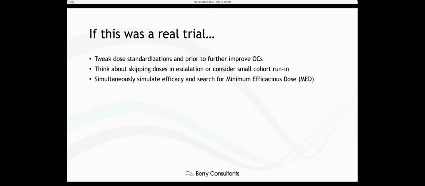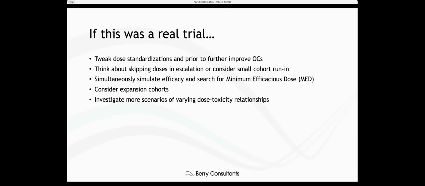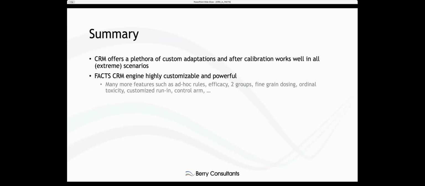We might simultaneously simulate efficacy and also search for the minimum efficacious dose, because that's what we would want to do for Project Optimus. We might consider expansion cohorts, more scenarios, more recruitment rates, and all of this is doable in FACTS. So to sum up, there are many different adaptations that CRM offers, and all of them require calibration. But after you've calibrated everything, it works really well, also for extreme scenarios. The FACTS CRM engine is highly customizable.